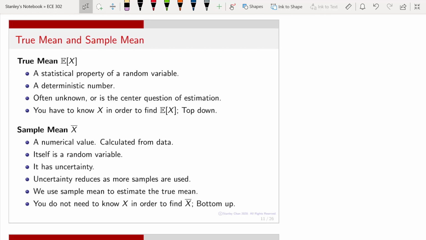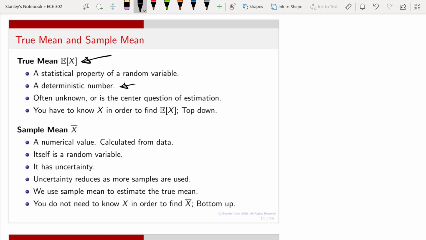Now, we also need to address one very important question, which is the difference between mean and average. Some people prefer to call the mean the true mean and the average the sample mean or the empirical mean. There is a substantial difference between the two. The true mean is a statistical property of a random variable. It is a deterministic number. It is often unknown and is often the question of machine learning or estimation.